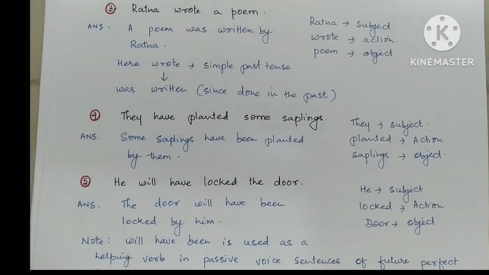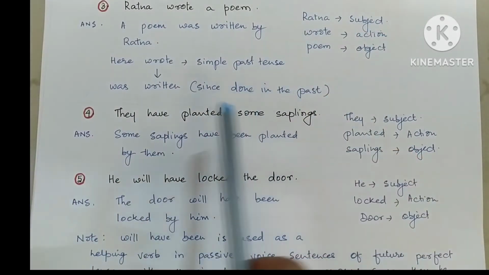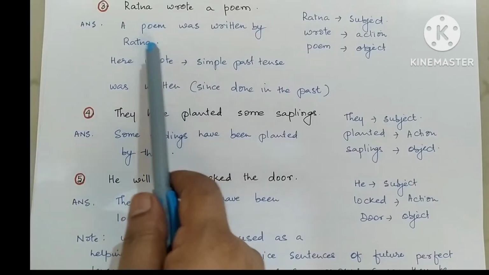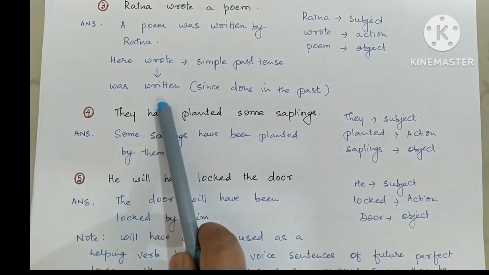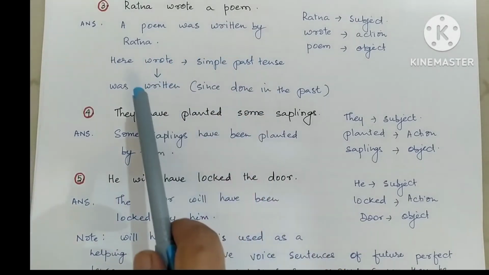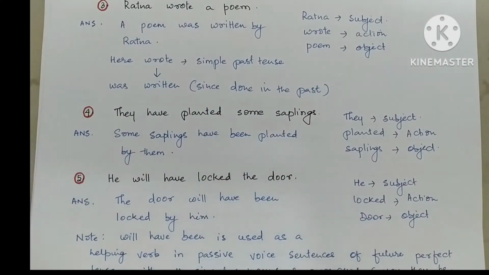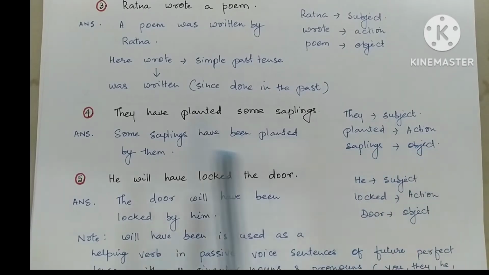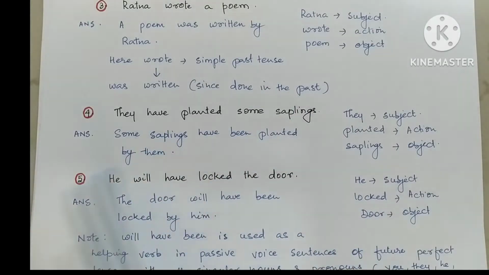Number 3, Ratna wrote a poem. Now in this case, what is your subject? Ratna is the subject, wrote is the action, and poem is the object. So a poem: we start the sentence in the passive voice with the object. So a poem was written by Ratna. Here wrote becomes written because wrote was in simple past tense, which in passive voice becomes was written since it has been done in the past. Number 4, they have planted some saplings. Now in this, they is the subject, planted is the action, saplings is the object. So some saplings, we start the sentence with the object. Some saplings have been planted by them.